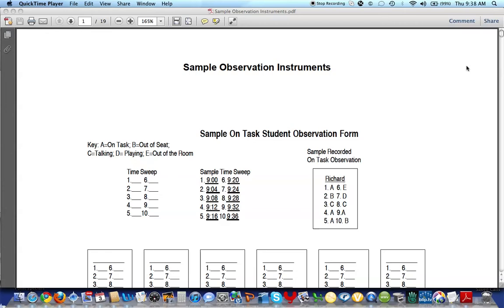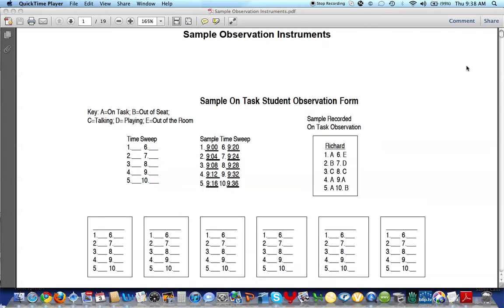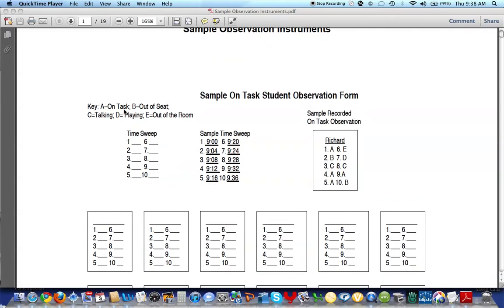So let me go over the various sample observation instruments that you'll find here. I have also added a few additional ones that you might want to include. The first sample observation instrument measures student on task behavior. Whether students are doing what they're supposed to, whether they're out of their seat, whether they're talking, whether they're playing or fooling around, or whether they're out of the room.